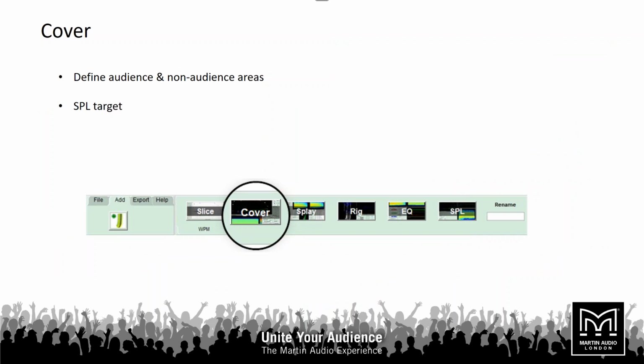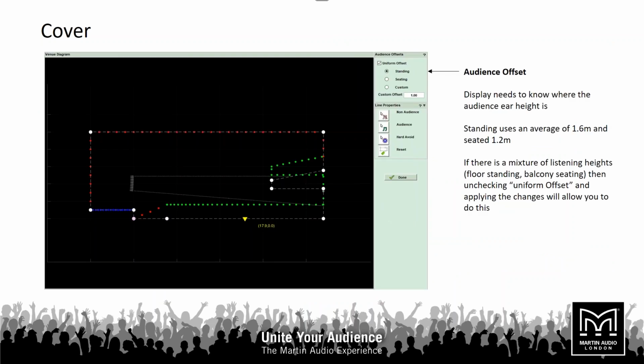We define the audience and non-audience areas and the SPL target in coverage. So the audience offset: Display needs to know where the audience ear height is. Standing uses an average of 1.6 meters and seated 1.2 meters. If there is a mixture of listening heights, floor standing, balcony seating, then unchecking the uniform offset and applying the changes will allow you to do this.